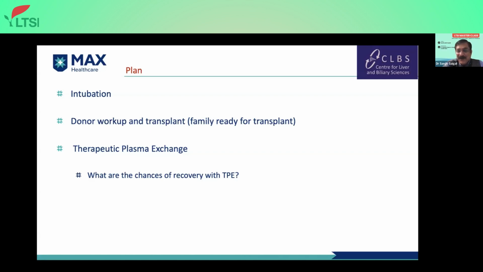A general comment on TPE. In an acute liver failure with an INR of 10, ammonia of 280, when would you consider, if at all you consider therapeutic plasma exchange, or CRRT? When would you consider it? What are your views on that, Dr. Jyotimani?